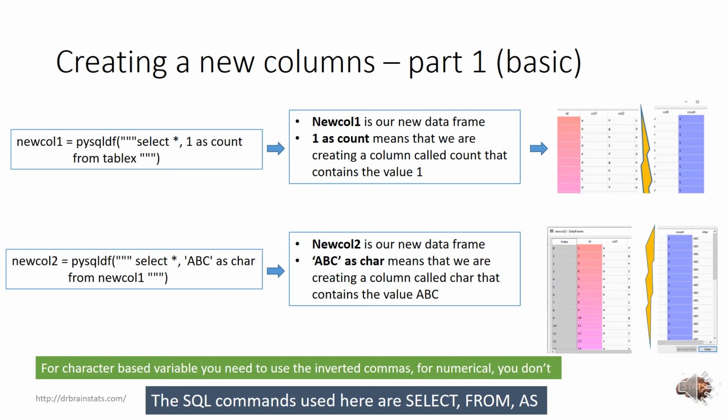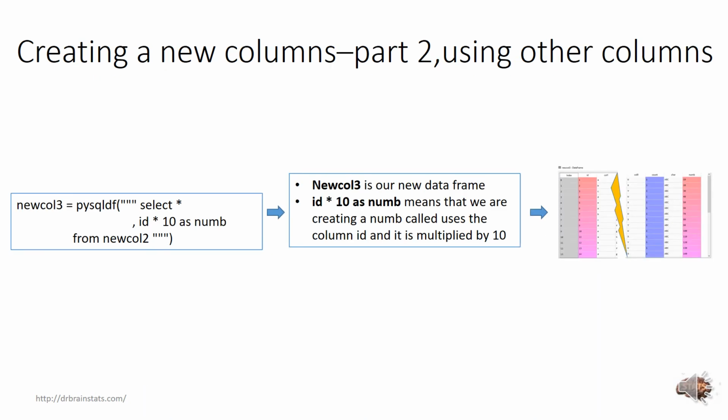In our second example, we're going to create a new column called char, which has a value ABC. To break down the code even further, new col2 is our new data frame. ABC as char means that we are creating a column called char that contains the value ABC, as shown on the slide. So for character-based variables, you need to use inverted commas. For numerical, you don't.